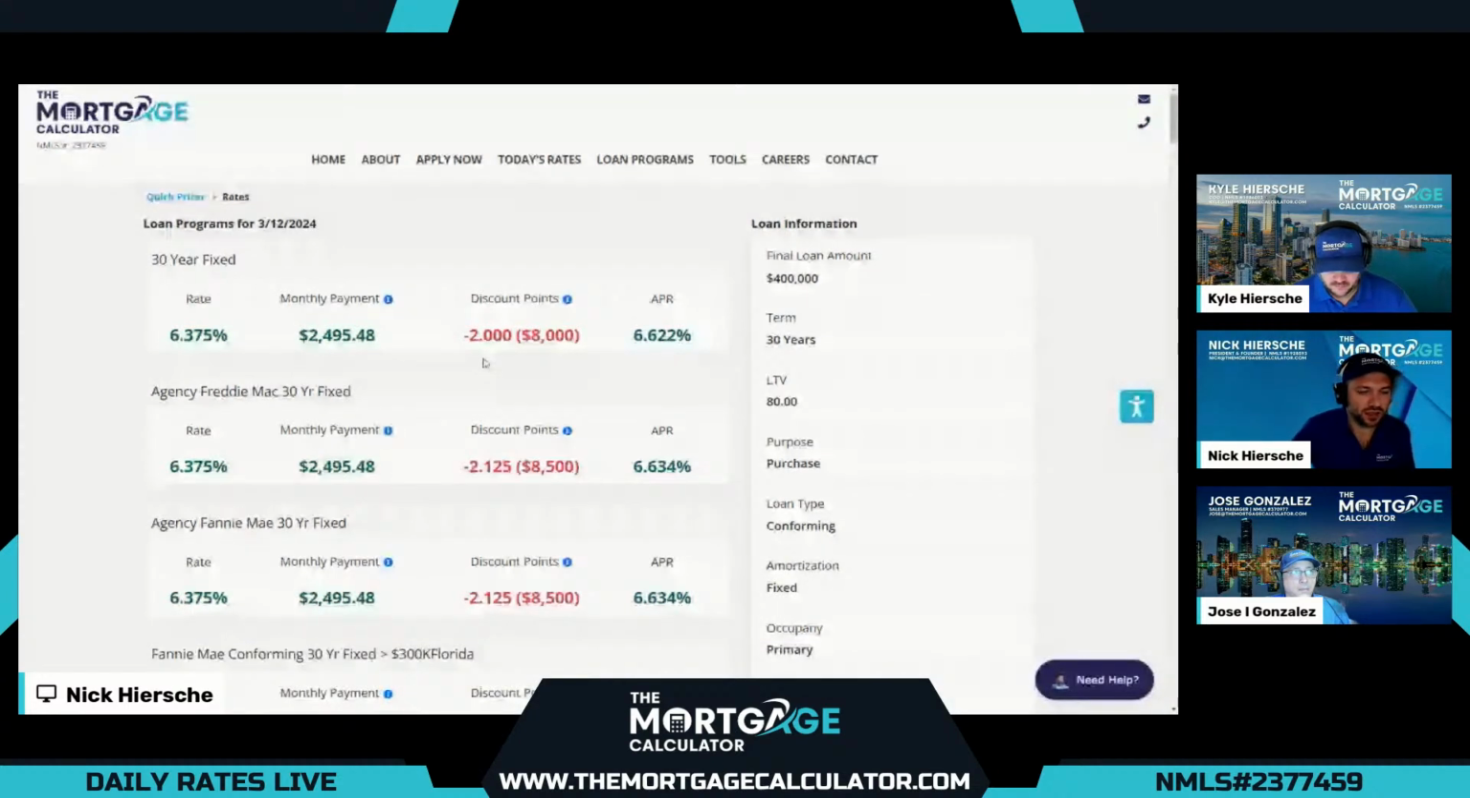And last week, I believe this is a touch lower than last week, which is great. 6.375 rate for 2 discount points and costs puts the final APR at 6.622. So a great option here. It's actually, I think, a touch lower than it was last week, which is awesome. And hopefully we see some more movement later today and this week.